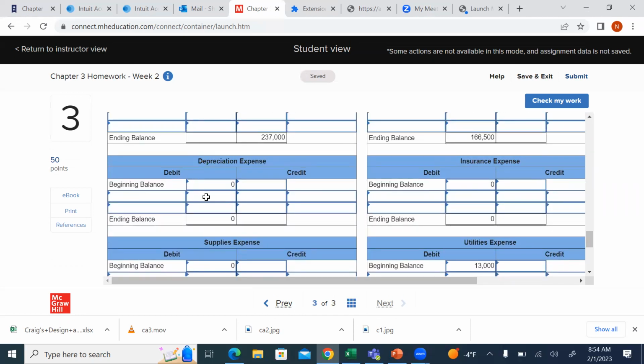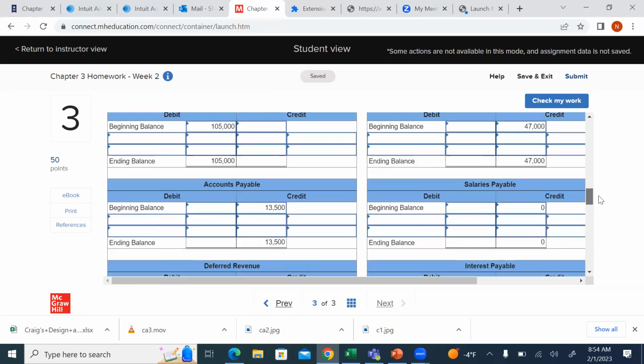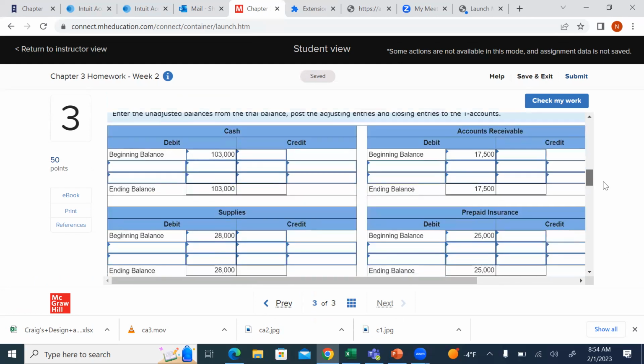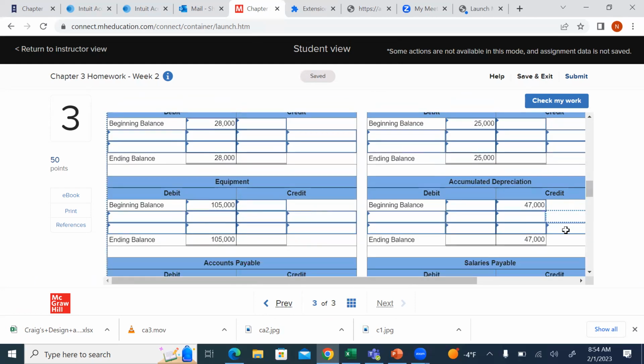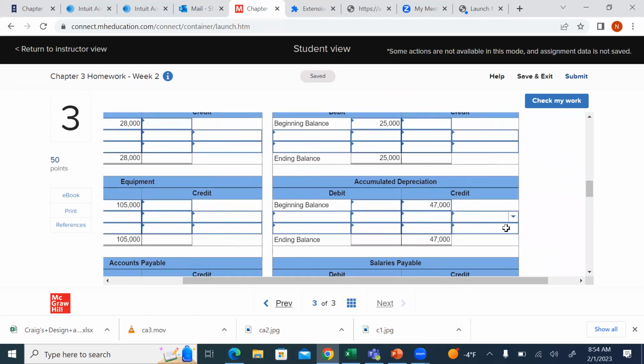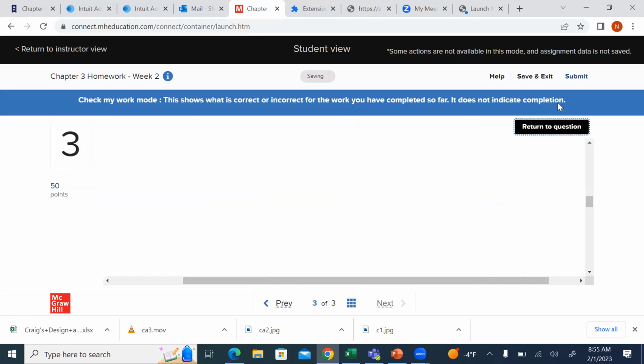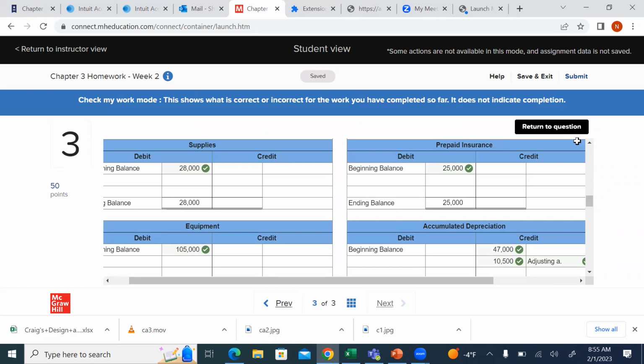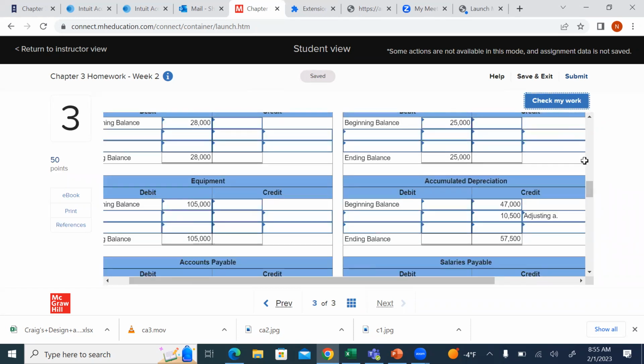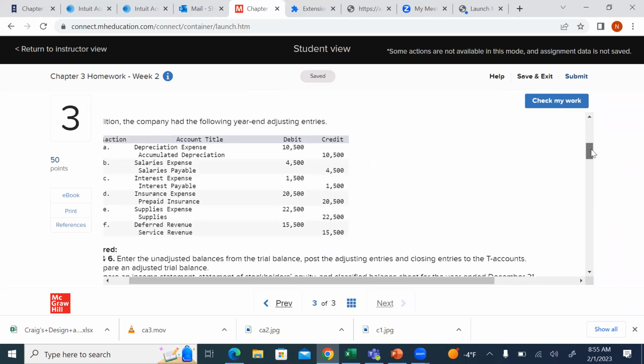Depreciation expense, 10,500. Adjusting A, 10,500. And we'll credit accumulated depreciation of 10,500. Okay? And I believe they want, if it's a credit, they want it on this side. Let me confirm that. Yep. Okay? So we did the first adjusting entry.